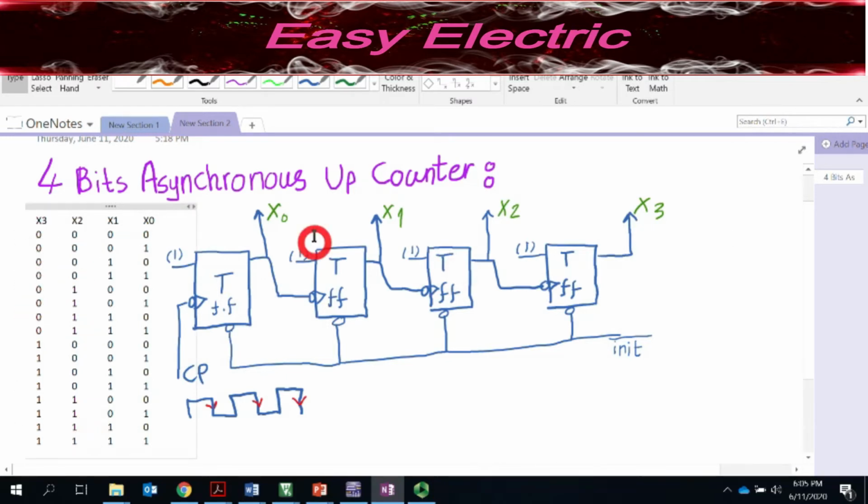Take a look at x3. If you take a look at the fourth flip-flop that you have, the clock pulse of that is this x2. So that means this column is the clock pulse for this x3. So you check, whenever in the beginning you activate initialize, that's 0.